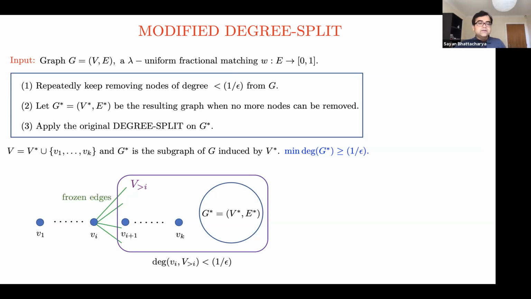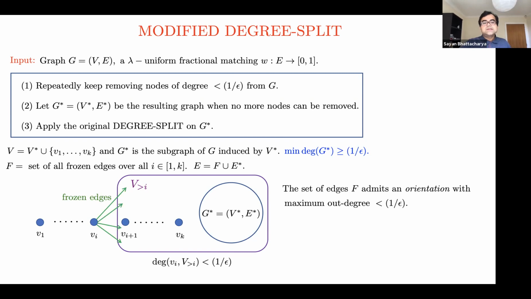And in particular, we will refer to these green edges as the frozen edges. It will be clear in a moment why. And let capital F denote the set of all frozen edges across all these k nodes that got removed in step 1. And note that the entire edge set E is partitioned into the frozen edges and the edges in E star.